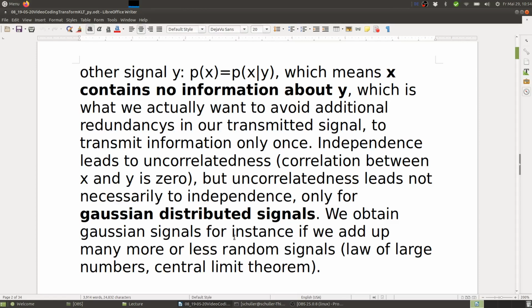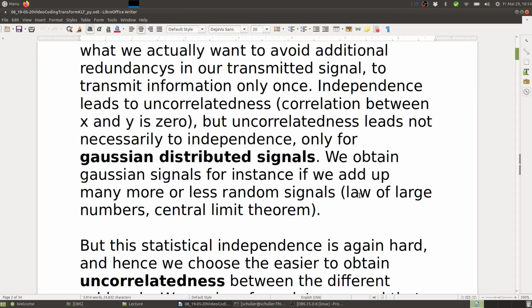We obtain Gaussian signals, for instance, if we add up many more or less random signals. This is the law of large numbers, or the central limit theorem. If we have many random distributions and we add them all up, say many throws of a dice, then it becomes closer and closer to a Gaussian distribution.